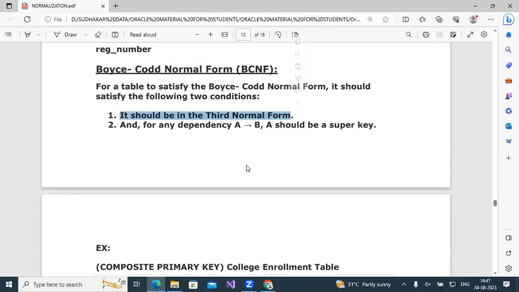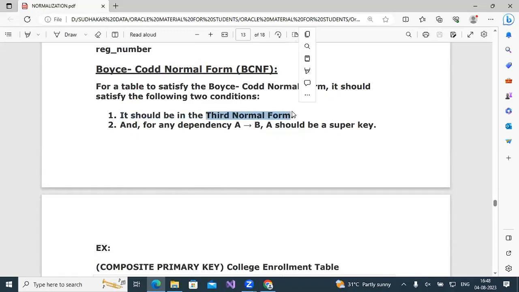Okay, now you can't directly check Boyce-Codd. You can't directly go and check fourth normal form. How do you check your normalization techniques? From first, after that second, after that third, after that Boyce-Codd, then fourth, then fifth. This is the hierarchy. Your tables are verified only in this hierarchy pattern. You can't start by checking Boyce-Codd directly. It's a step-by-step process. You need to verify and check whether all the normalization techniques are satisfied or not. So now come to Boyce-Codd. What does it say? It should be in third normal form.